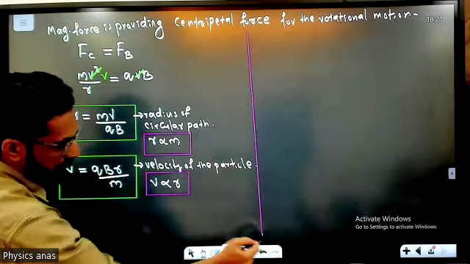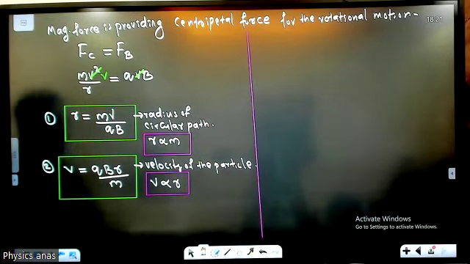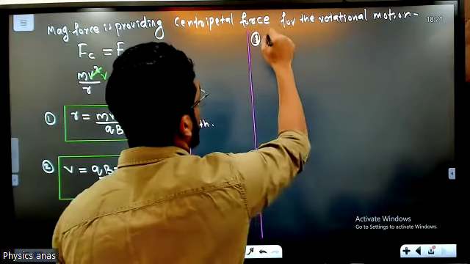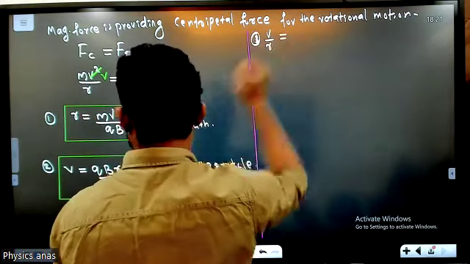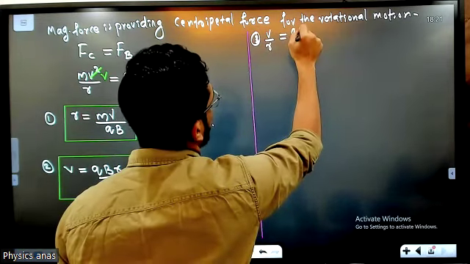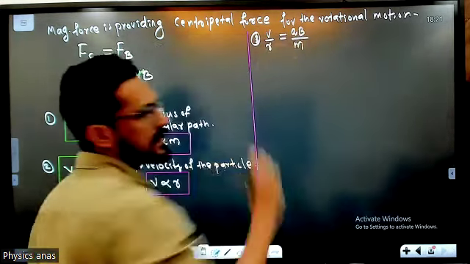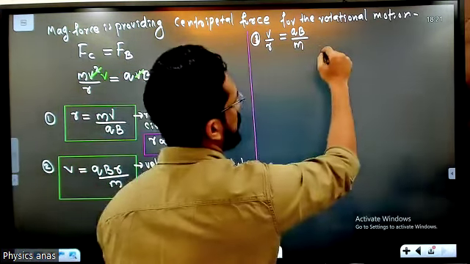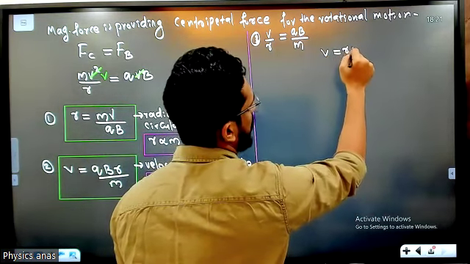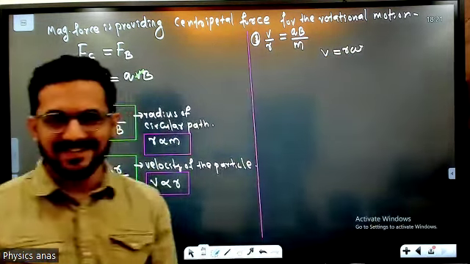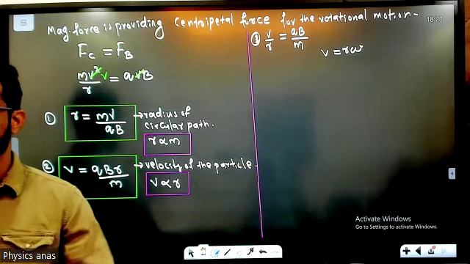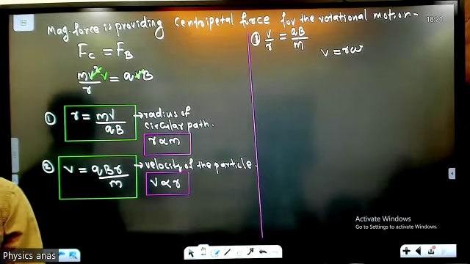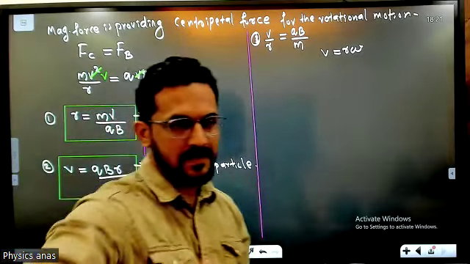Now, the third equation. For the third equation, I am bringing R to the other side. Then that will be V by R, which is equal to QB by M. What is this V by R? V is equal to R omega. Do you remember that? Radius into angular velocity, that's linear velocity.